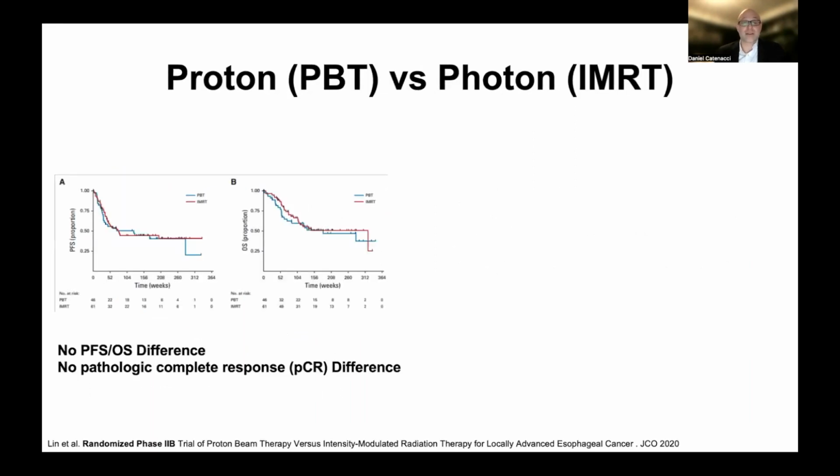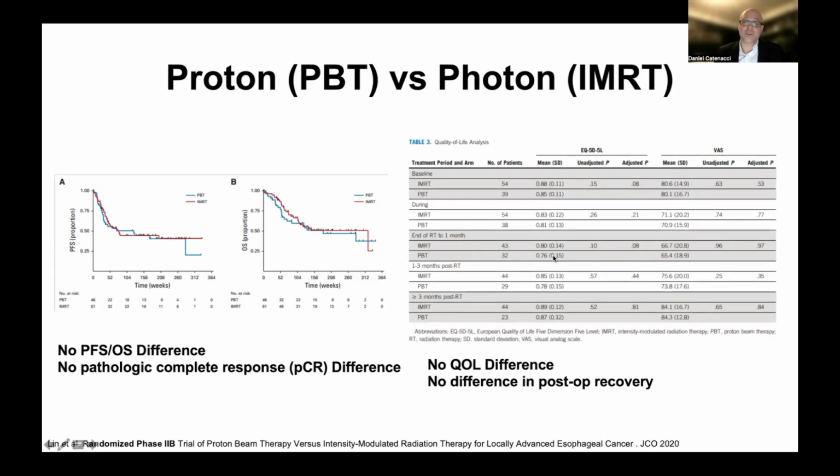There is one randomized study that was recently published comparing protons versus photon X-ray EBRT therapy. First, they saw that there was no real difference in progression-free survival or overall survival. Similarly, with quality of life questionnaires, there was really no difference. And there was also no difference in post-operative recovery after surgery. This was a study for patients with locally advanced esophageal cancer, both squamous and adenocarcinoma, and they were given either proton beam therapy with chemotherapy or conventional IMRT therapy with chemotherapy in a randomized study.